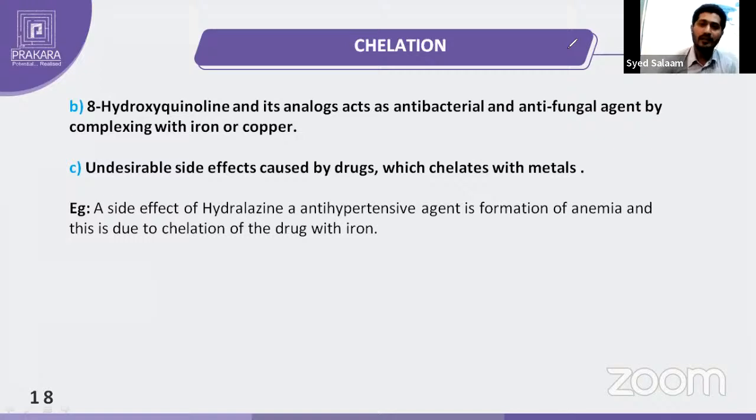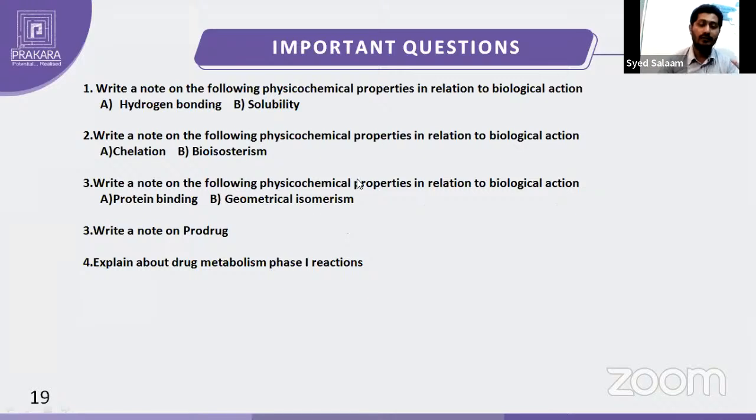Okay, so these physicochemical properties are very important from the exam point of view also, because they have been asked for 2 marks, 5 marks, 3 marks, even in very short answers also. So you can see here hydrogen bonding and solubility together have sometimes been asked. Sometimes chelation and bioisosterism. We have not discussed them now because time is bound. So bioisosterism and chelation have been asked in our previous question papers. Protein binding and geometrical isomerism.